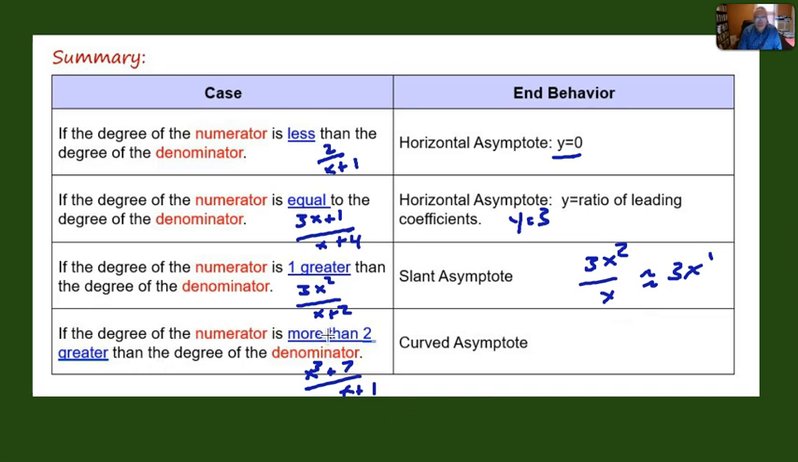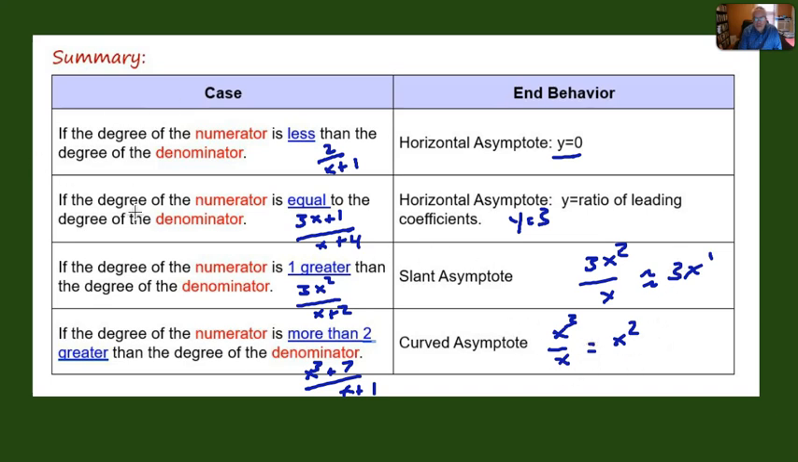If the degree of the numerator is 2 or more greater than the denominator, then we get a curved asymptote. That's like this one, x cubed plus 7 over x plus 1. When we do this, we're going to get x cubed over x, which is equal to x squared, which is a curve, a curved asymptote.